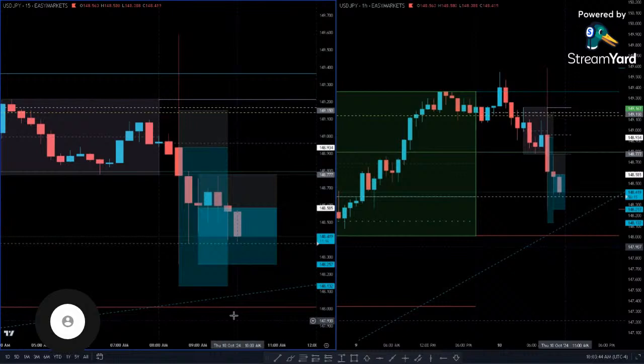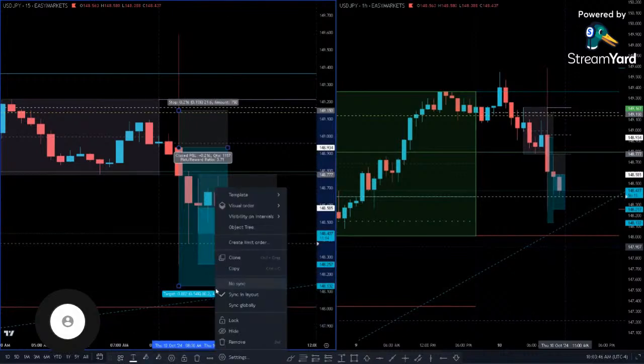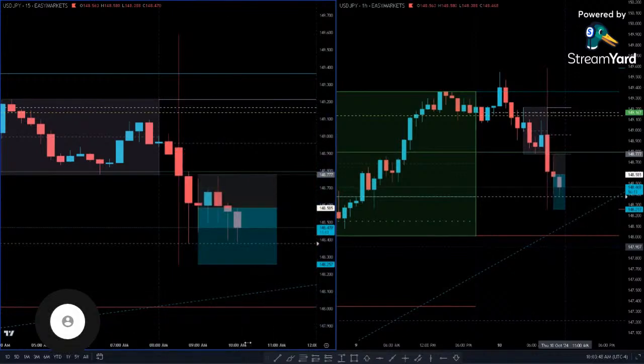And still the price is hovering over, I don't know, it can even reverse all over. So it's kind of messy right now. Let's see.